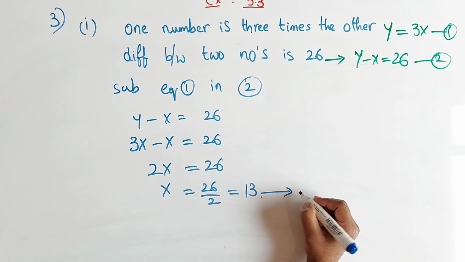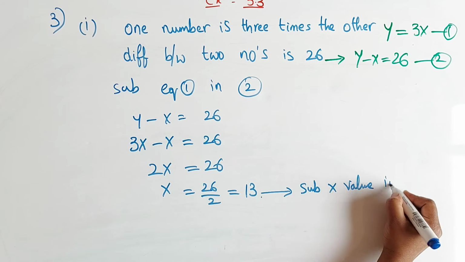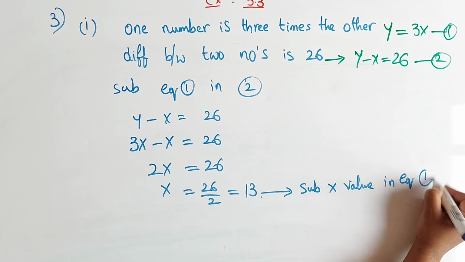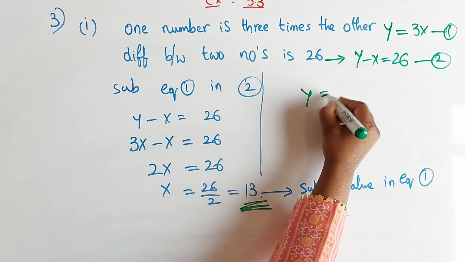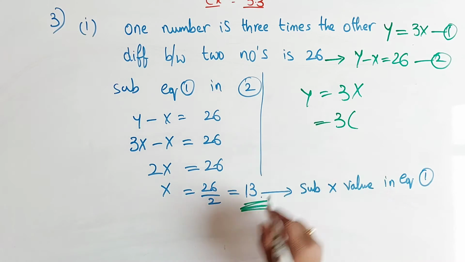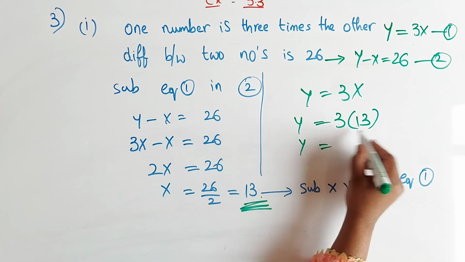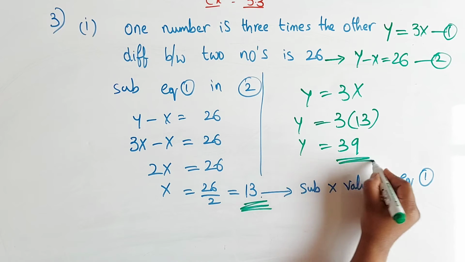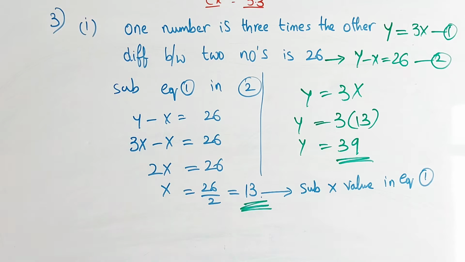Let's put this value in the first equation. Substitute the x value in equation 1. Correct, children? What is the x value? That is 13. Y equal to 3x, that is the first equation. Correct? 3 into 13. The x value is 13 now. Therefore y equal to 3 13s are 39. X equal to 13 and y equal to 39 is the answer, children.